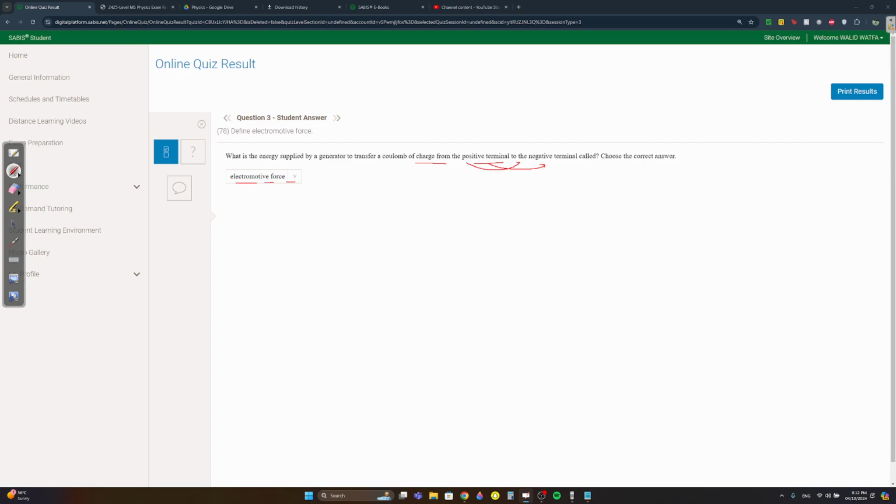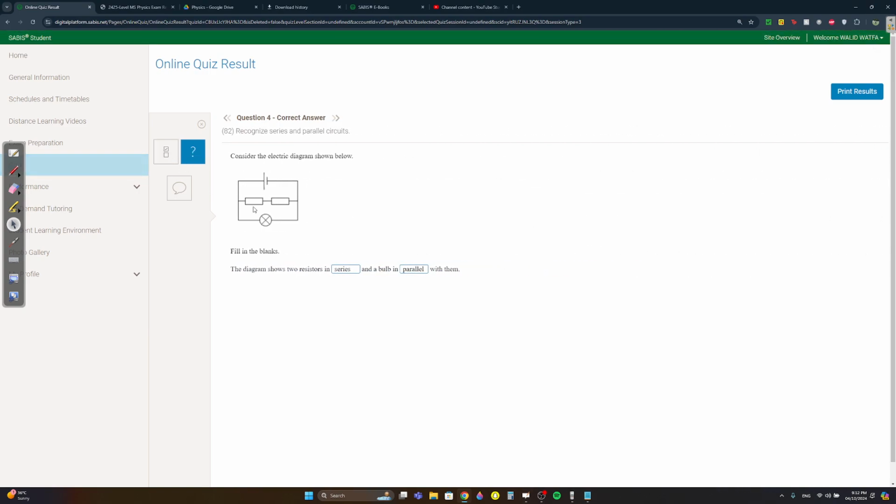Here they're saying from the positive to the negative terminal. It's the battery, you have the positive and the negative. Here they're talking about going from the positive to the negative. That's EMF. You're still inside the battery. As long as you're still speaking about inside the battery, then it's EMF.